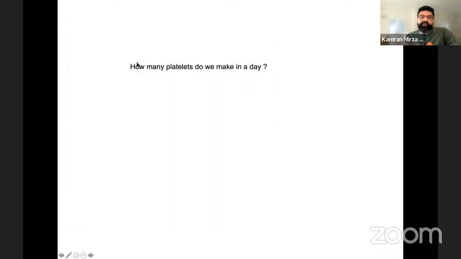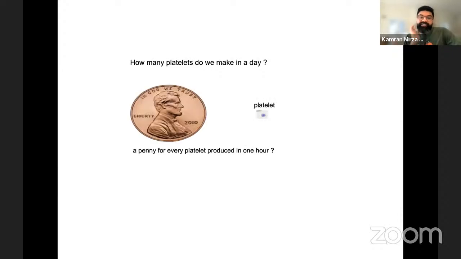And I always like to ask if you can even guess how many platelets humans make in a day. To make it interesting, if we give a penny for every platelet that we make, how many pennies would we have? So we actually make 100 billion platelets a day. That's a lot of platelets being created all the time.